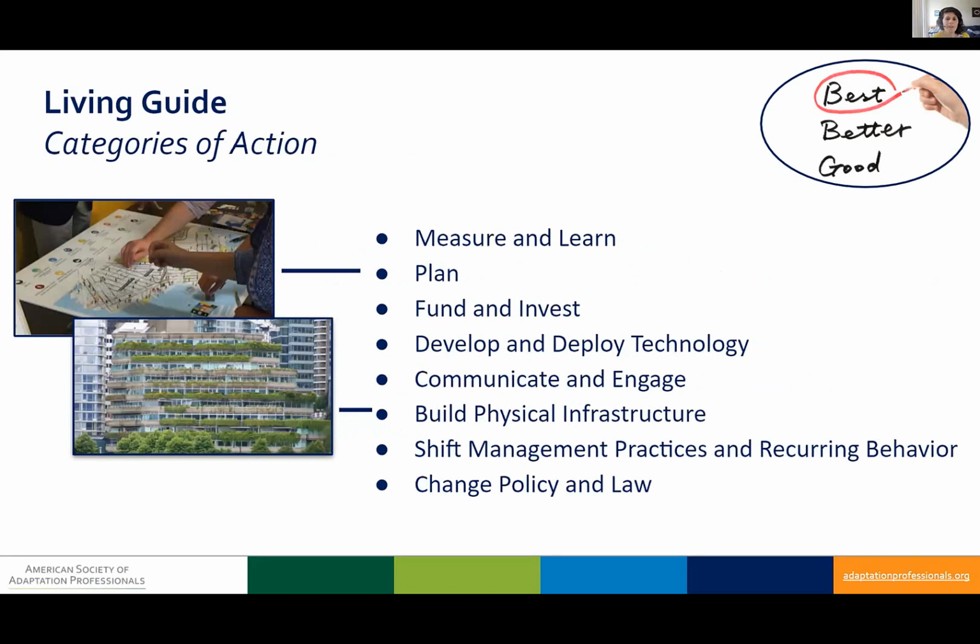And then finally, the Living Guide has categories of action. And we have designed these to encompass most types of adaptation work. We're certainly not going to say that I'm sure someone could come up with something that's not included under one of these categories. But this section provides some examples about how the principles and the strategies and approaches described in the other sections of the guide can be put into action.